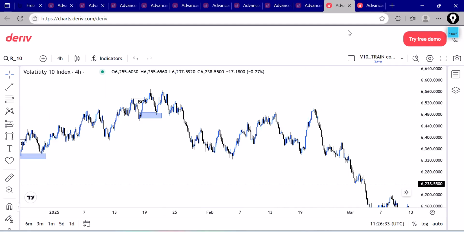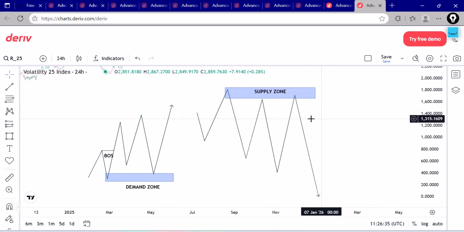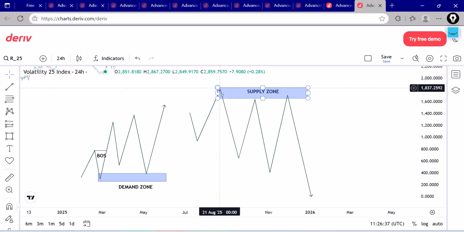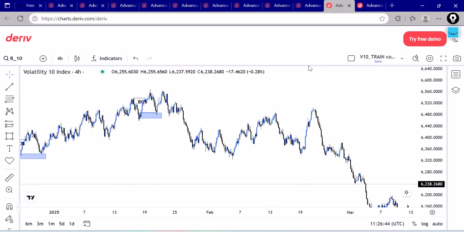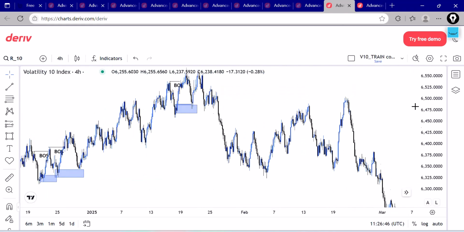Okay, impulsive move downward. Coming back to this, let's look at the supply zone. There's going to be an impulsive move that causes a break of structure downward. So when price rallies back to that zone, it will sell massively. So now let's have it in the chart.